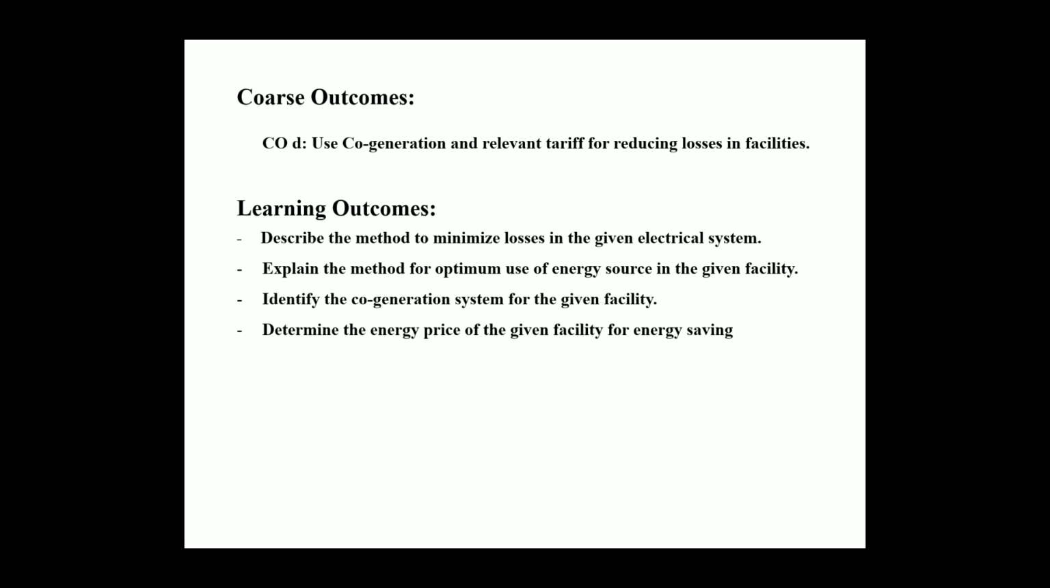The first, describe the method to minimize losses in the given electrical system. Second, explain the method for optimum use of energy source in the given facility. Third, identify the cogeneration system for the given facility. And the last, determine the energy price of the given facility for energy saving.